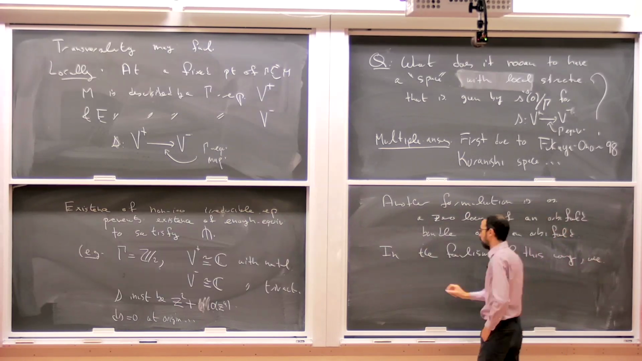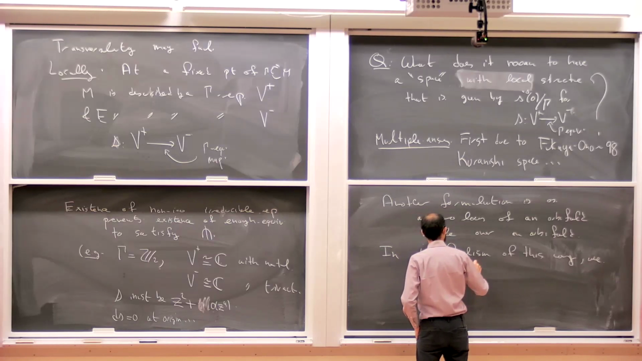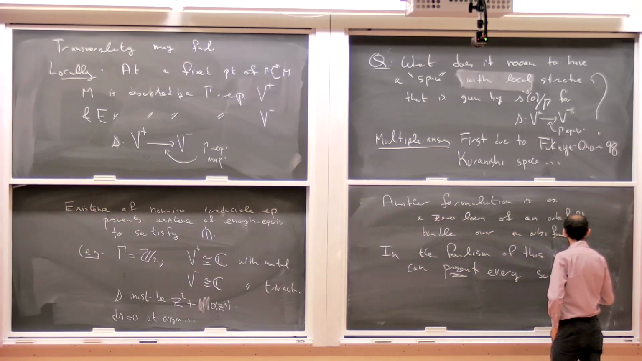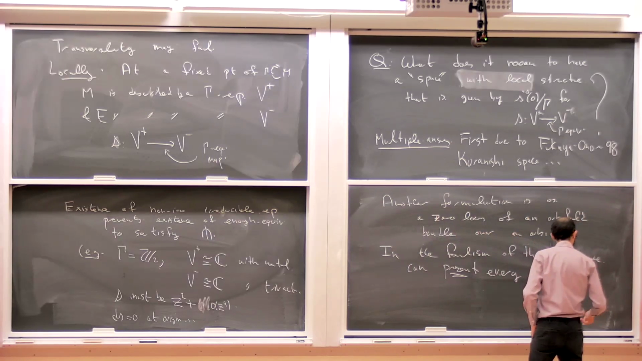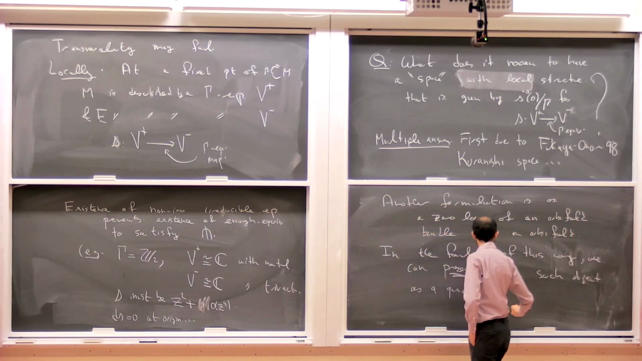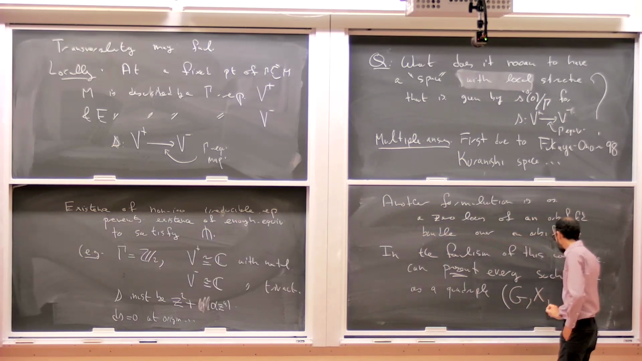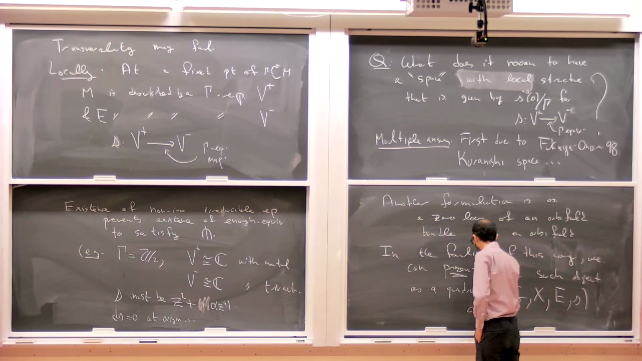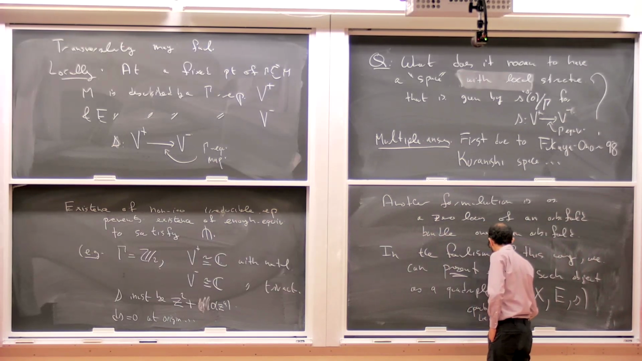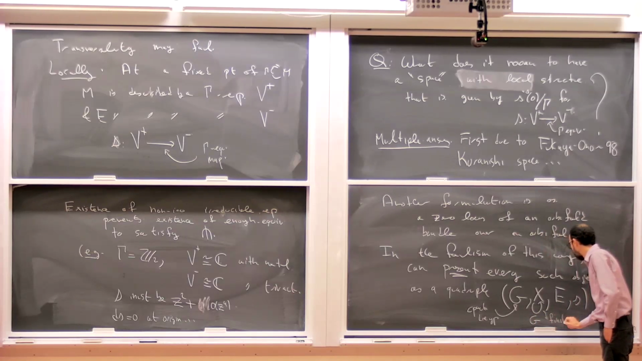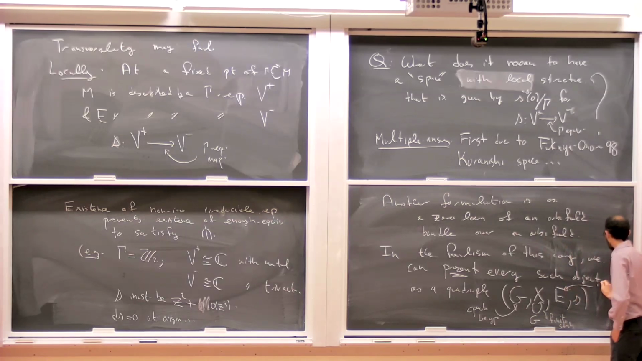But in the formalism of this morning, we can present every such object as a quadruple. And I know I'm being very abstract, and I'll try to be concrete in a second. So the quadruple consists of G, X, E, and S. G is, again, a compact Lie group. X is a space on which G acts. This action has finite isotropy, finite stabilizers, exactly like this morning. This E is a G bundle.